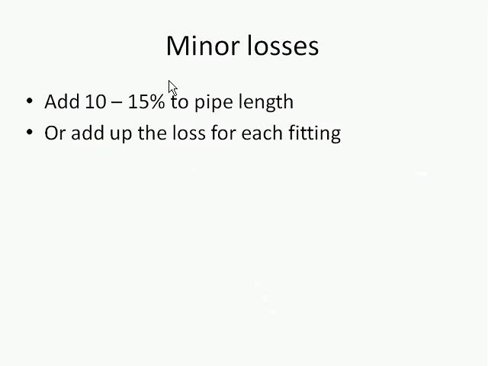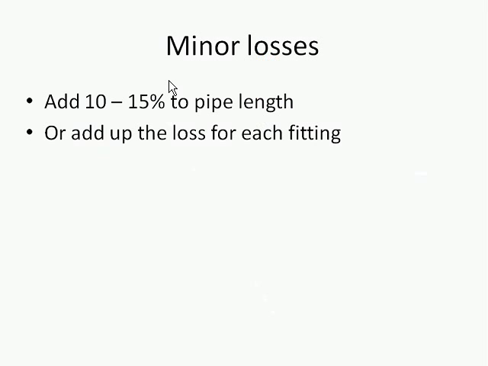In addition to the losses caused by friction in the pipe, there are other losses that we're going to need to calculate and count up. These are things like minor losses. There are 2 ways that we typically do that. One way is that we just add 10 to 15% to the pipe length. For simple systems, just add 10 to 15%, and that should be plenty of extra friction loss going into your calculations to cover all your minor losses.